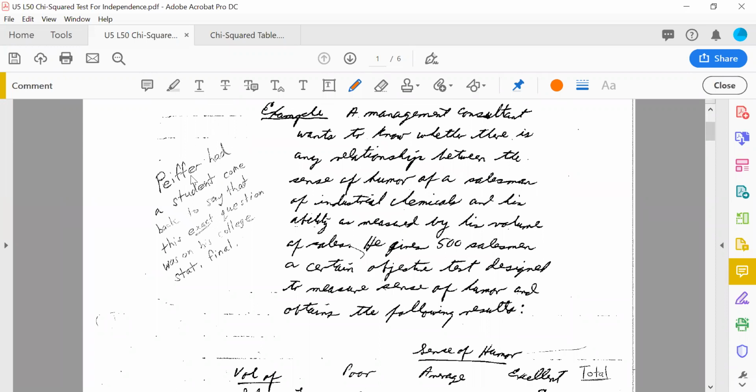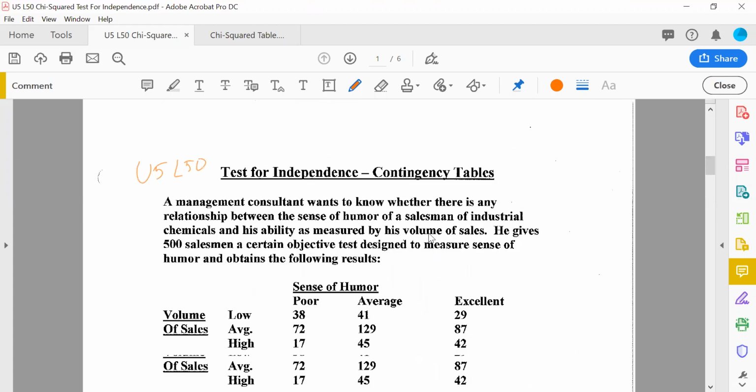Dr. Pfeiffer once, I'd say about 15 years ago, had a student who was a freshman in college, took a stat course, and came back days after he took his final and said, Dr. Pfeiffer, I want you to know that not only was there a chi-square test for independence on my final exam, but this exact question was on the final exam. So keep your notebook, everybody. You never know how handy it can come.